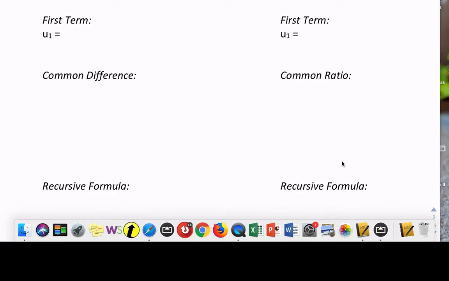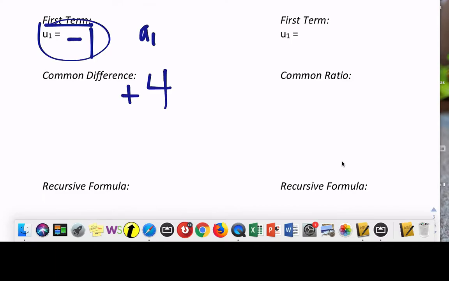U sub 1, you'll also see A sub 1, but both of these mean first term, and the first term in this sequence is negative 1. Okay, so there's our first term, negative 1. The common difference is what we're multiplying or adding or subtracting for arithmetic. What are we adding or subtracting by to find the next number? And if you notice, 3 to 7, 7 to 11, we're adding a 4. So there's our common difference. I'll put CD for common difference.